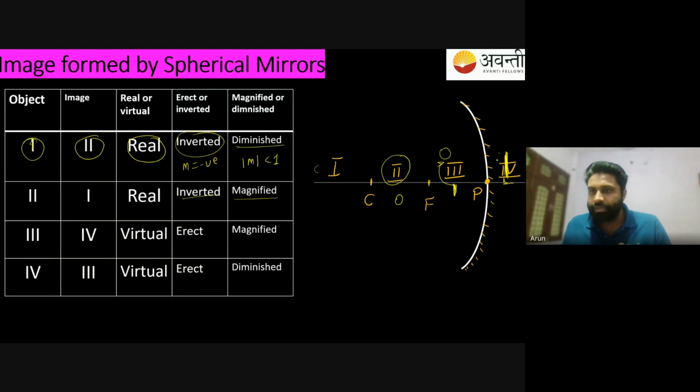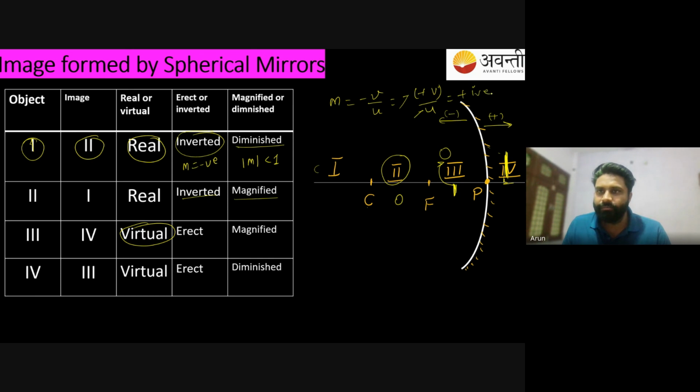ठीक है. तो यहाँ पे वो appears to meet हो रही है. So that is why this is virtual. Erect होगी. All this can be told by the magnification m again, minus v upon u. ठीक है. So you can tell here that v is considered to be positive because v has to be measured in the direction of the reflected ray, positive. You have measured u here in the negative direction, so minus u. This minus and minus will cancel out, so this will be a positive value. So magnification is positive. So this would be an erect image.